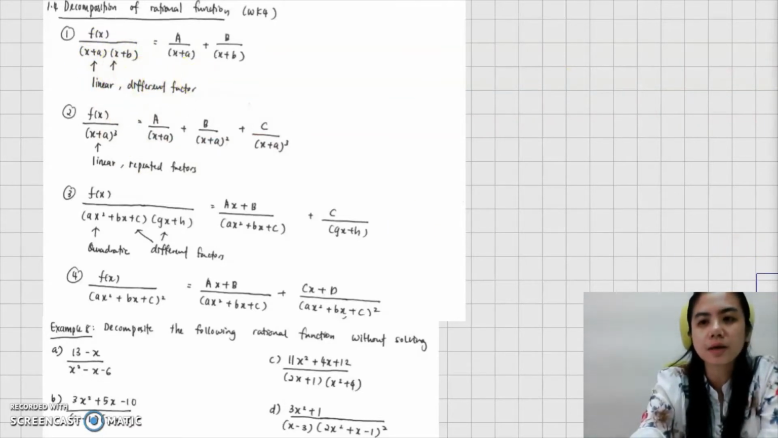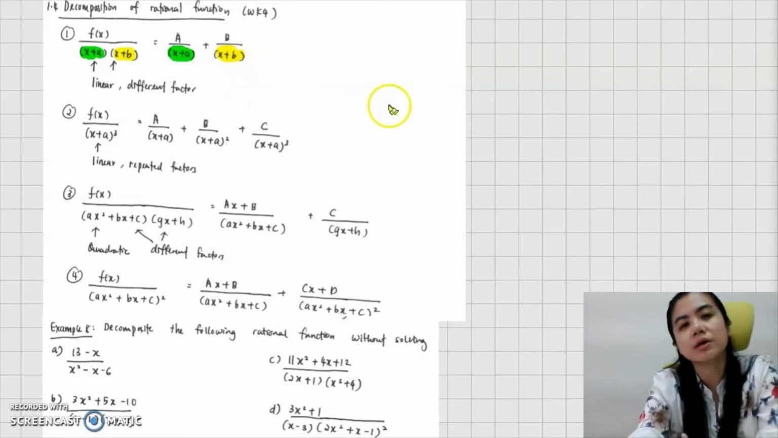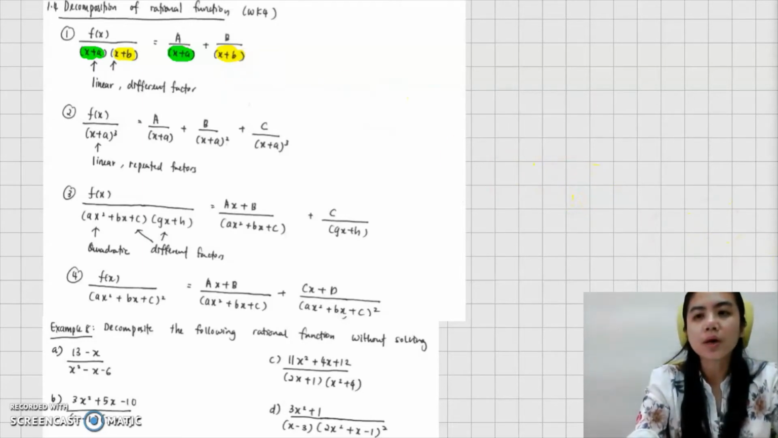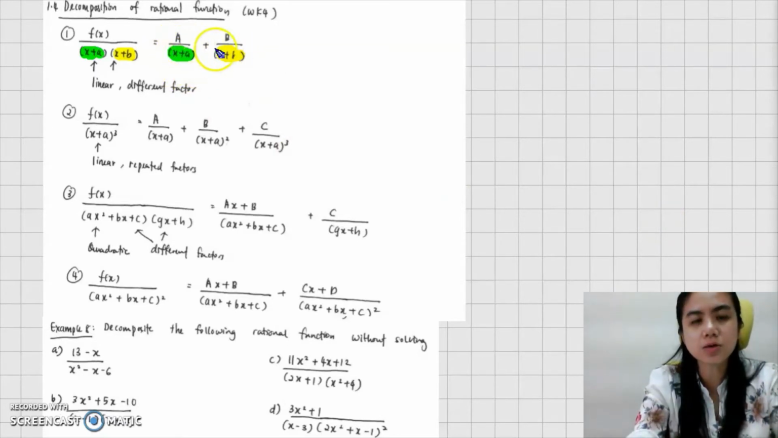If you have two different factors, let's say the first factor is x plus a, and the second factor is x plus b. You have to take each factor to become the denominator of a fraction. So we have x plus a here and x plus b here. Write them as fractions and join them with the operator of addition. Once you have written out the denominators, on the top you should write the numerators.